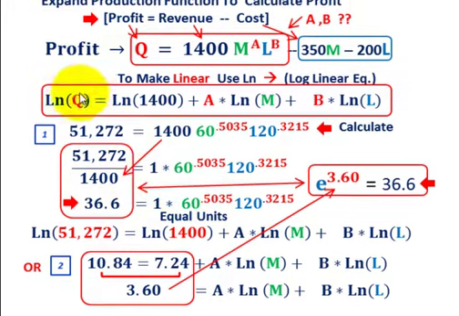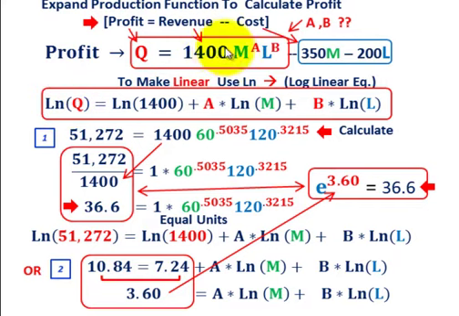But the key here is you take these exponential amounts and make them linear. Take the log of Q, which equals the log of whatever Y factor you have. In this production function, you're going to have some Y factor, in this case 1400. Then you add to it your exponent times the natural log of the M here, and then the same for the B, bringing it down times the natural log of labor.